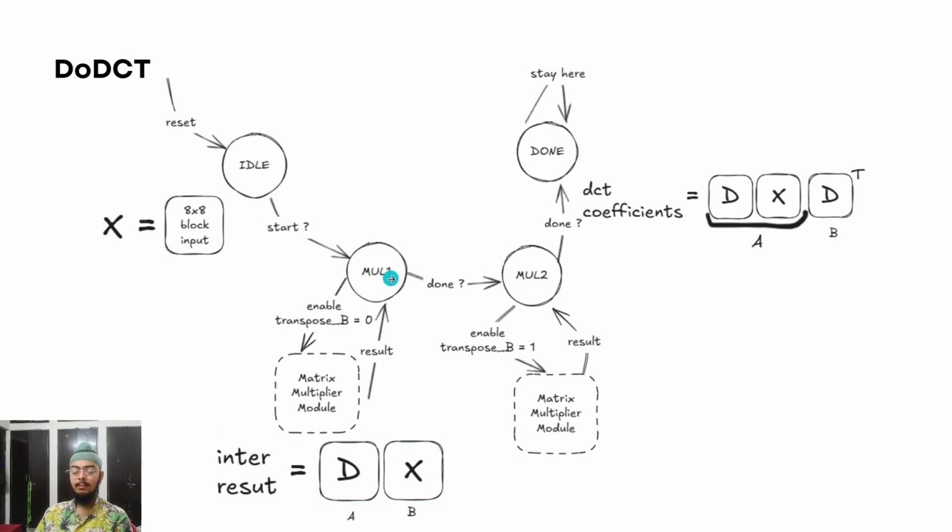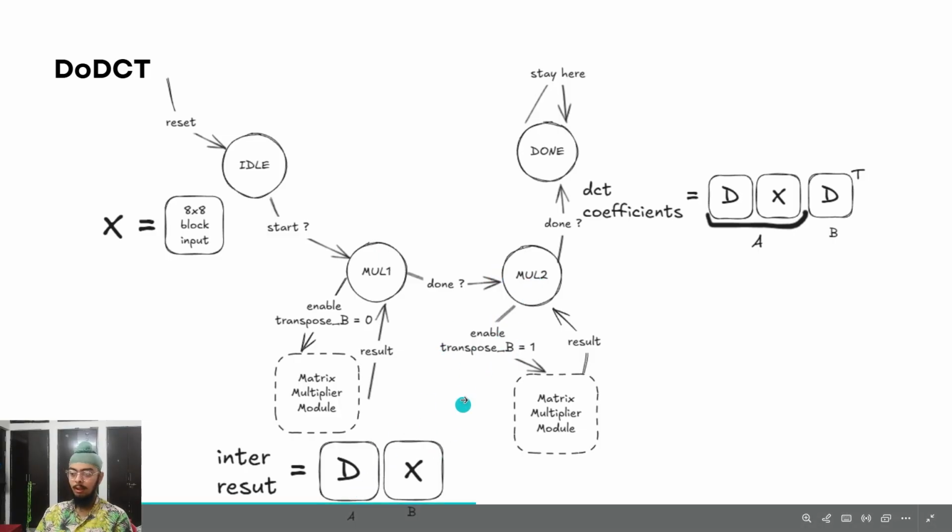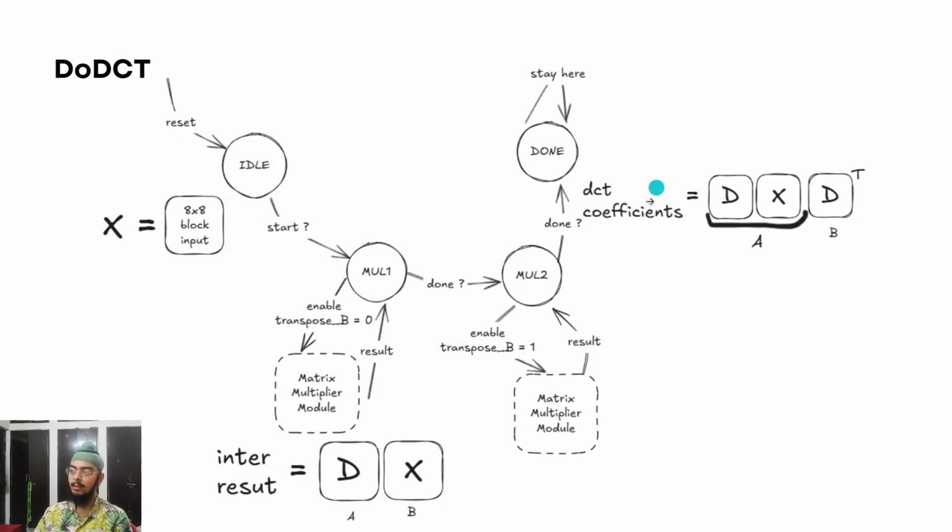Then once multiplication 1 is done, we move to multiplication 2 where we transpose B and set B to be D and the A to be interresult. And hence we get DXD transpose. And we return this flattened matrix once we are done. And once we are done, we stay here until we are given a reset.